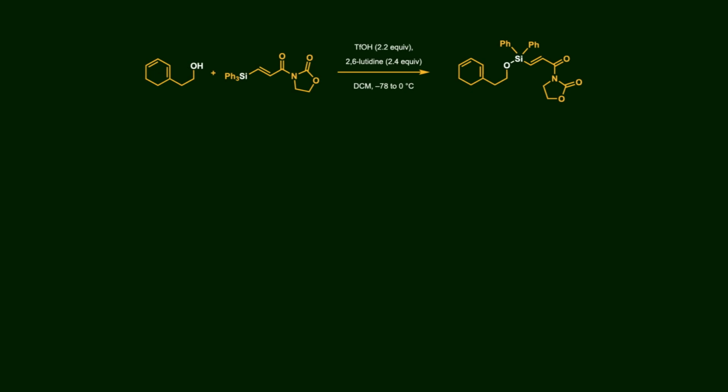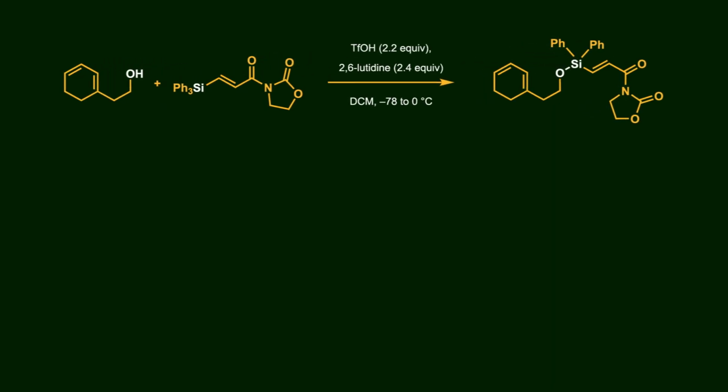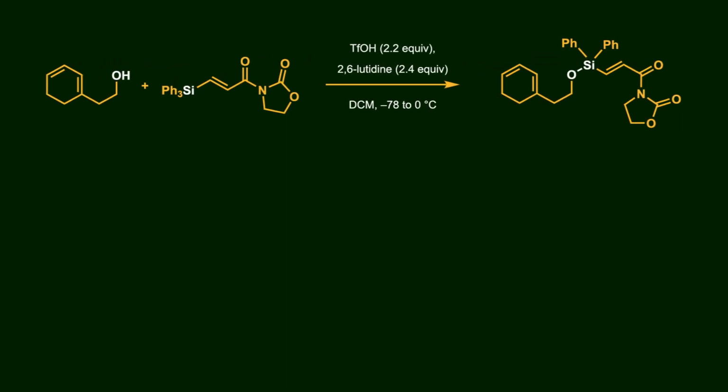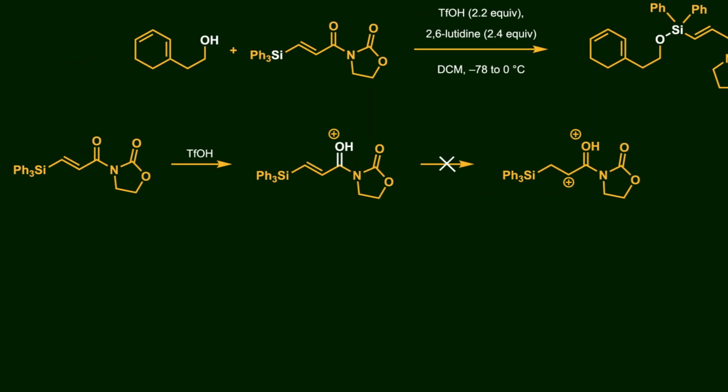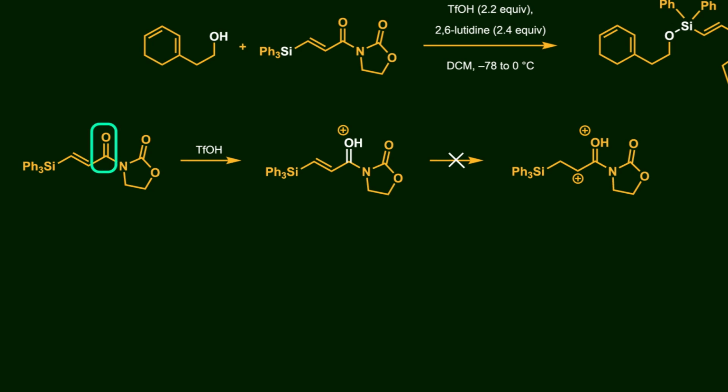In the first step, we need to create the silicon-oxygen bond between the silyl acrylate imide and the alcohol. This reaction has an interesting mechanism. The addition of the first equivalent of triflic acid protonates the carbonyl group of the acrylate moiety. This protects the double bond from further electrophilic attack because the resulting carbocation is not stable.